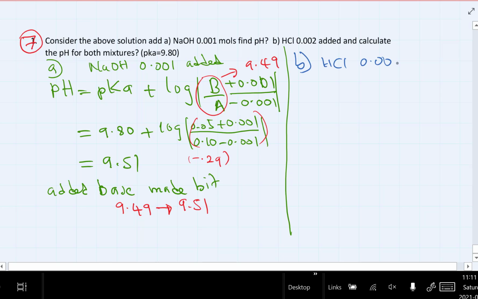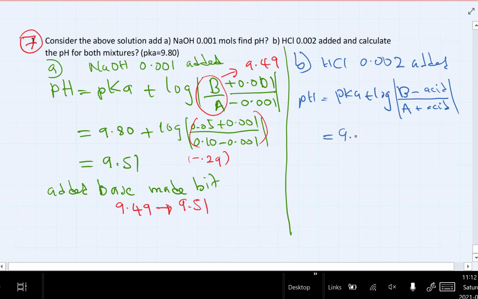Okay. So part B of the same question, add HCl, strong acid, 0.002 moles. Go back to the original Henderson-Hasselbalch. Now this time it's a strong acid, so subtract the amount from the base and add the mole amount to the acid. Don't worry about the total volume because that's going to cancel out from the top to the bottom, right? So 0.001 minus 0.002 for the base, and 0.002 added to the acid.